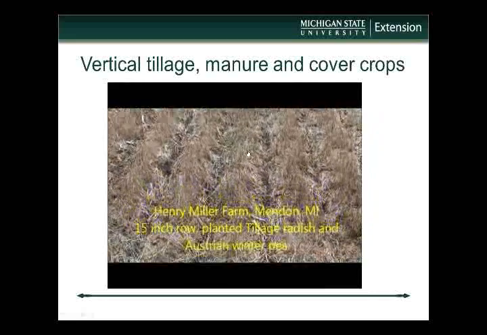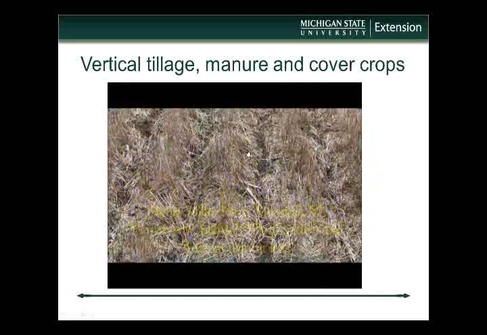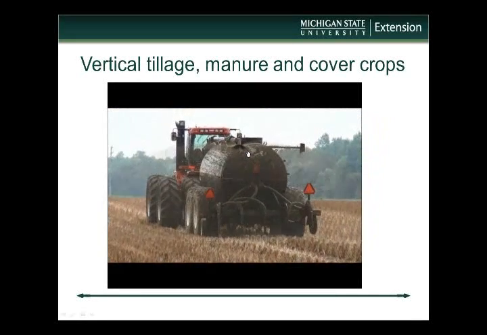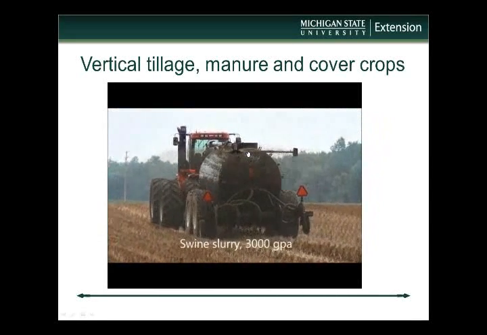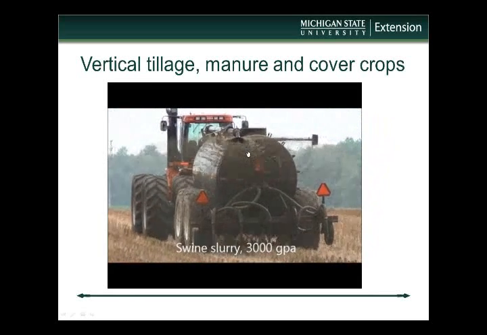So this is another cooperator, Henry Miller Farm in Mendon. He uses a planter to plant oilseed radish in rows and then Austrian winter pea between the rows.